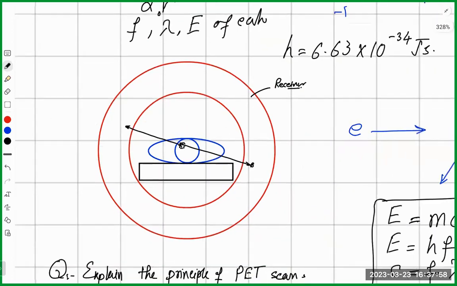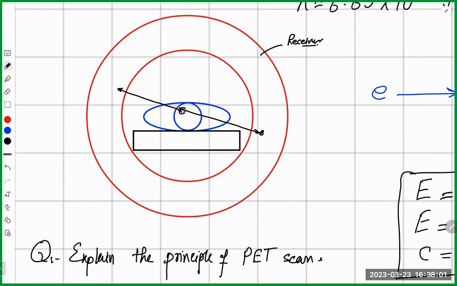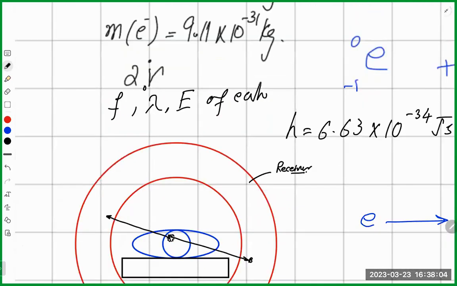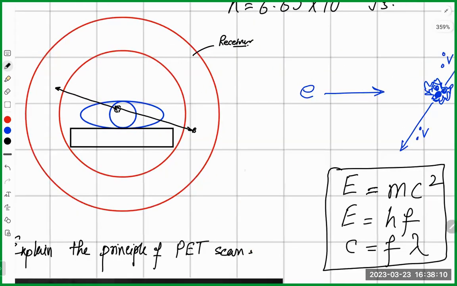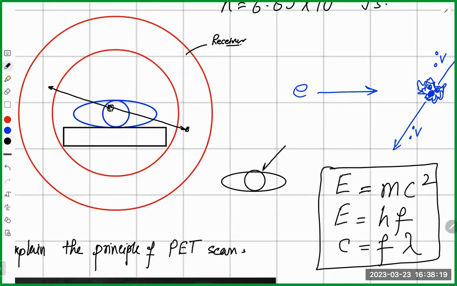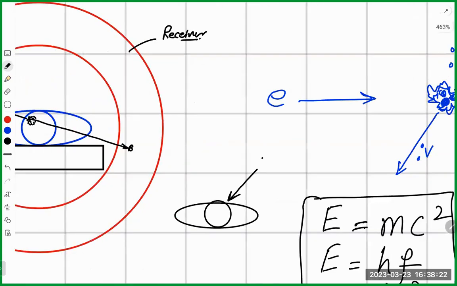What we do is we inject the patient. For example, this is the patient. We give the patient a tracer. Depending on what part of the body we are investigating, it can be given orally to the patient, or it can be injected into a blood vessel, into the bloodstream.